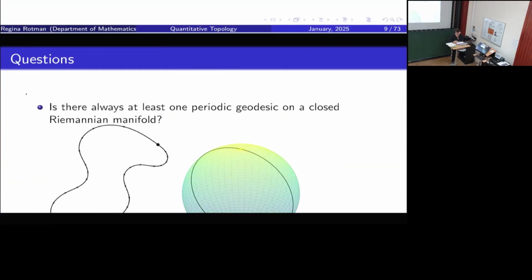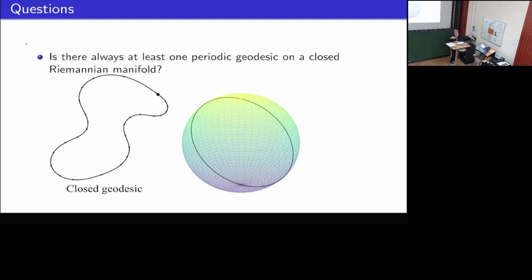So here's a question. This is the first question that we will discuss. Is there always at least one periodic geodesic on a closed Riemannian manifold? A closed Riemannian manifold, we generally call a manifold that is compact with no boundary. This is a geometric term that one uses. We see there is one on a sphere. If your manifold is not closed, in Euclidean space, of course, there is not any.